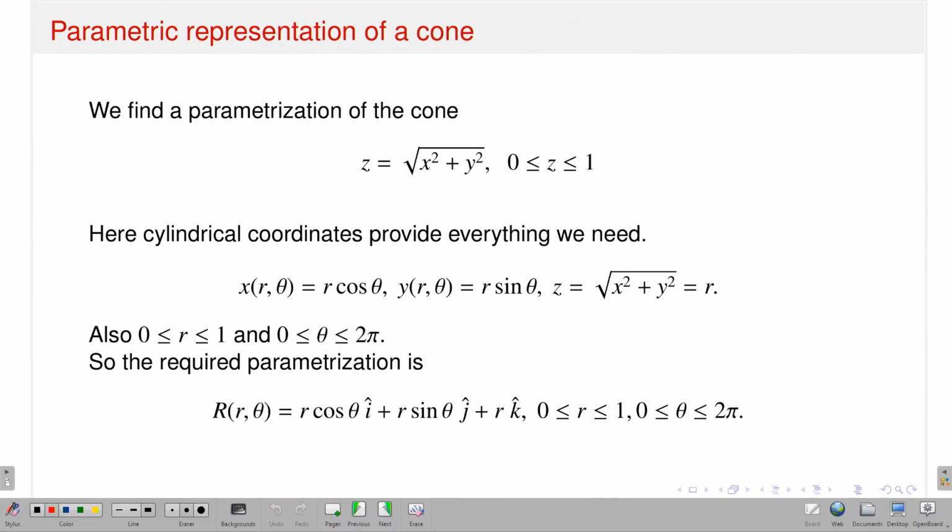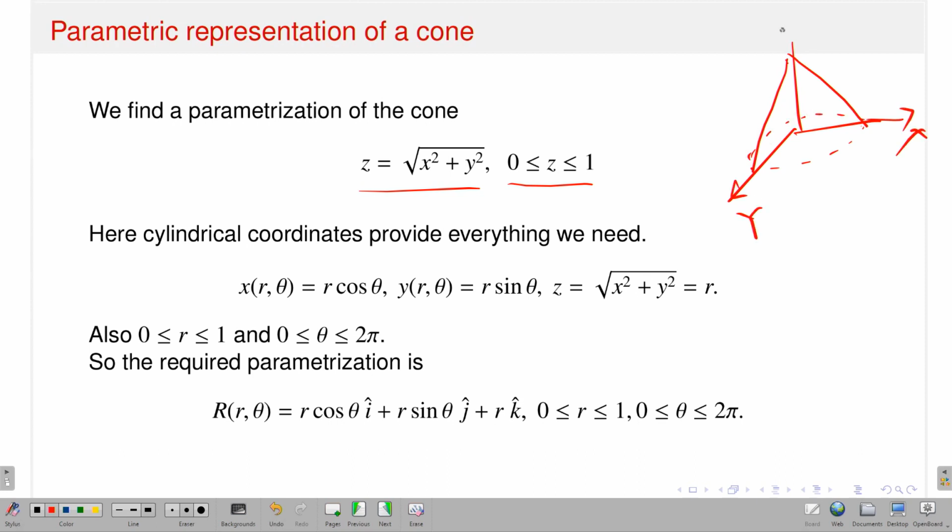Now similarly, I can think about the parametric representation of a cone. Okay. So what is the definition of a cone? The definition of a cone means z exactly equal to square root of x square plus y square, with z running from 0 to 1. So that will give you a cone. Okay. So if you have the picture like that, it is like this. So this is x, this is y, and this is z. Okay. So at z equal to 0, it's a point.